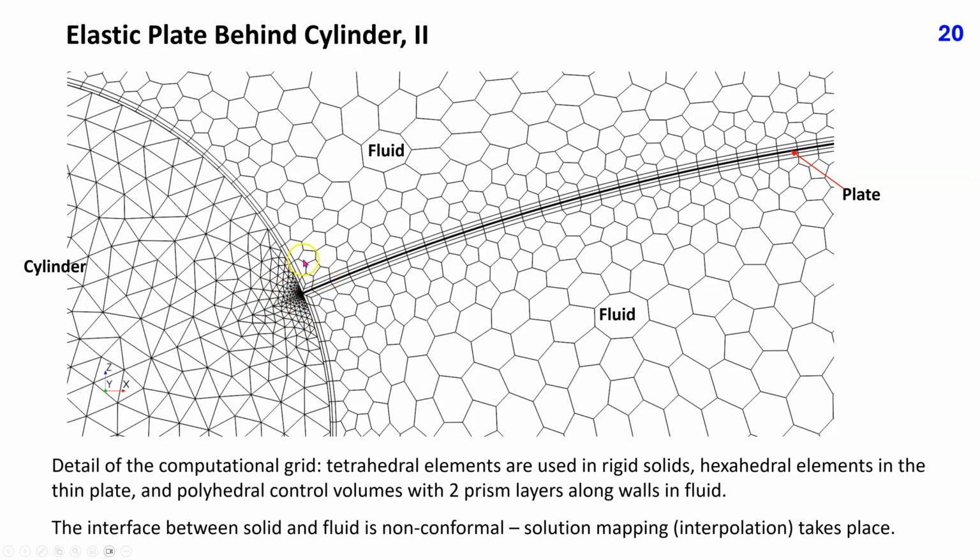On the fluid side, velocities are negligible in this zone, as will be shown in slide 22, so grid refinement was not necessary. The interface between solid and fluid is non-conformal. Solution mapping by interpolation takes place at interfaces.